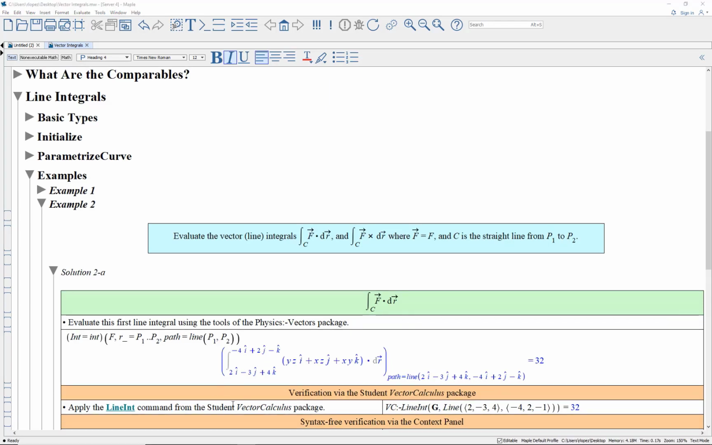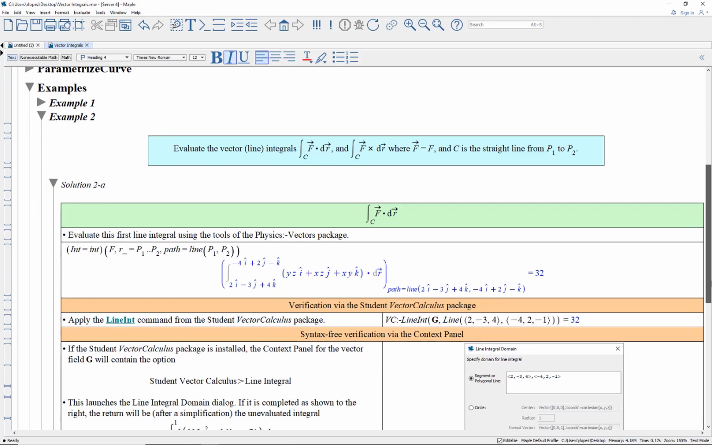To verify this, we could use the lineInt command in the Student Vector Calculus package. lineInt applies to vector fields. G is the vector field equivalent of this vector. Along the line, that's all you have to say is line. You give the start and end points. You get 32. And this can be done syntax free.